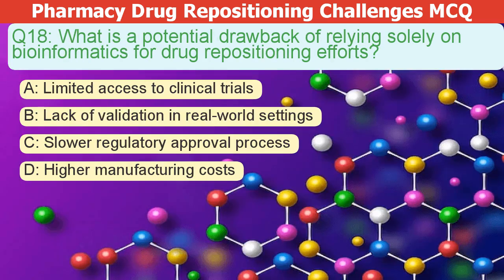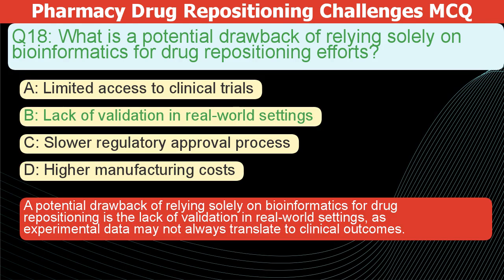What is a potential drawback of relying solely on bioinformatics for drug repositioning efforts? A. Limited access to clinical trials. B. Lack of validation in real-world settings. C. Slower regulatory approval process. D. Higher manufacturing costs. The correct answer is B.